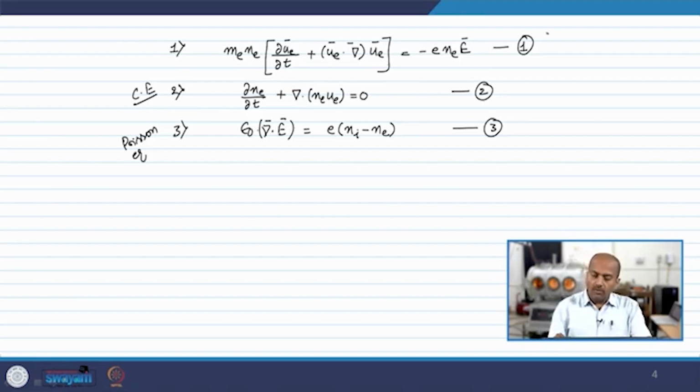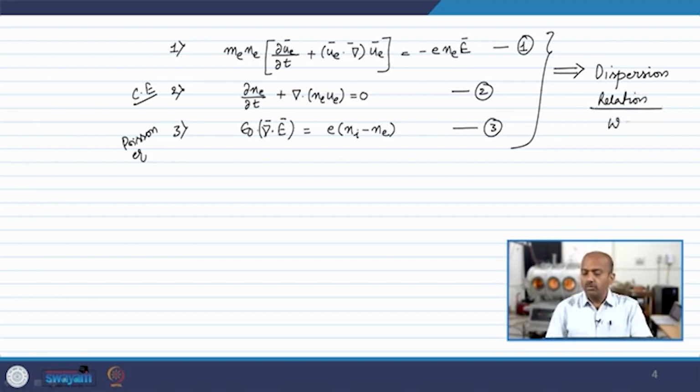Now, what we have to do is work out these equations. The task is to obtain the dispersion relation. What is dispersion relation? Again, dispersion relation is a relation between omega versus k.